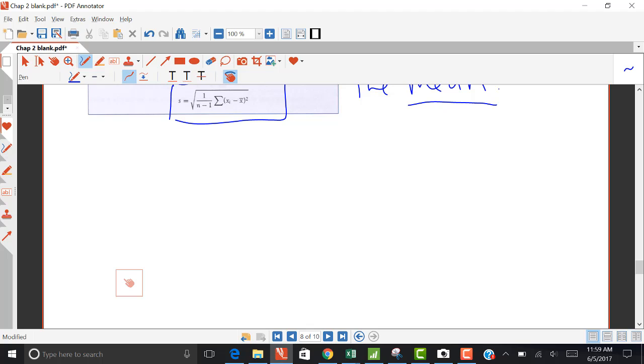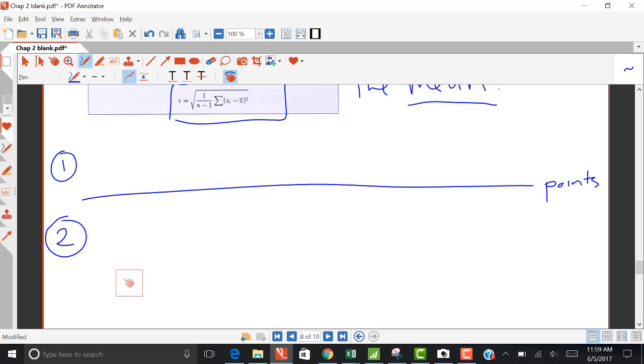Okay, so let's consider two basketball players and how many points they scored. Here are going to be the points. This is player number 1 up here, player number 2 up here. Here is 5, here is 25. Let's say they both averaged 15 points per game.